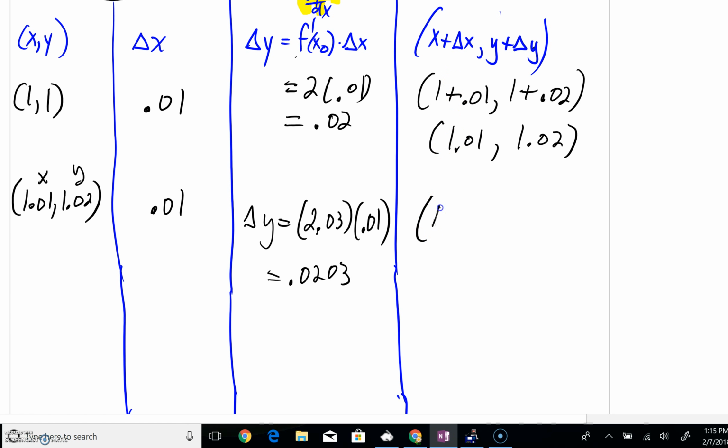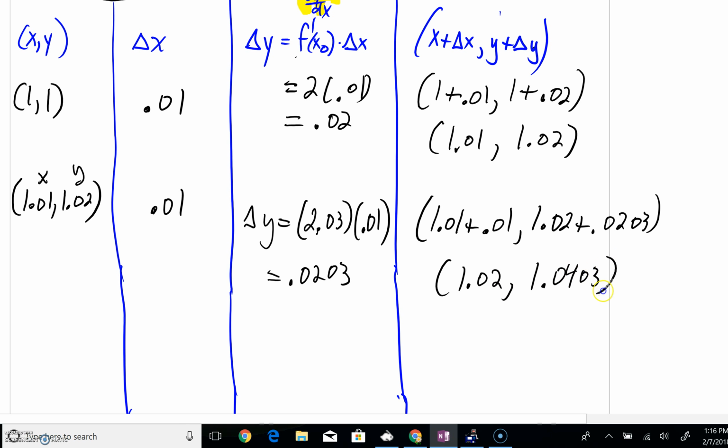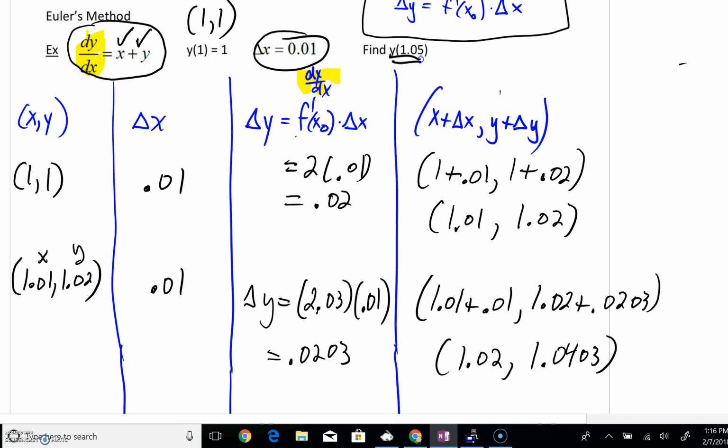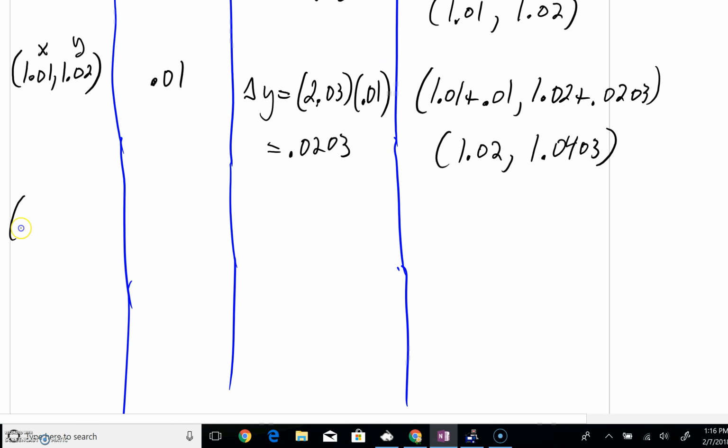Okay? Well, then what? We're going to say take your original x, which is 1.01, add to the change of x, which is 0.01, take your original y, which is 1.02, add to that your 0.0203, and what's your new point? Well, 1.02, and then over here we'll have a 1.0403. Well, how do you know when you stop? Well, you're going up to 1.05. That's where we're headed. So it looks like we're going to have to do Euler's a few more times here, right? And that's okay. We can definitely repeat this.